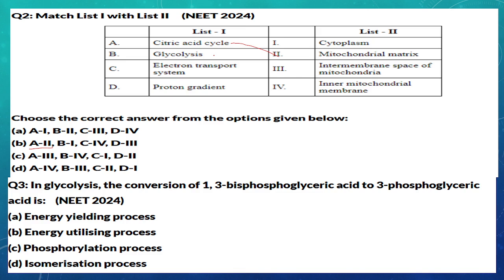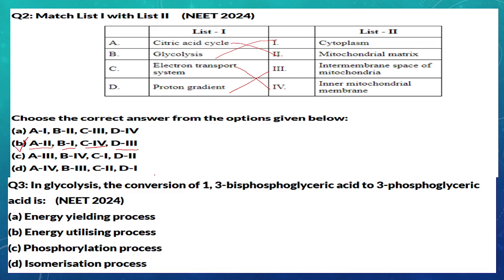Glycolysis occurs in cytoplasm. Electron transport system occurs in inner mitochondrial membrane, C4, B1, C4. And the last option, proton gradient occurs in intermembrane space of mitochondria, 3, and the third one, D is third one. Option B is correct.